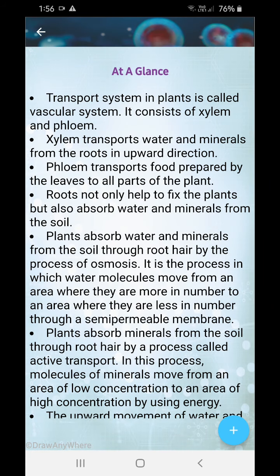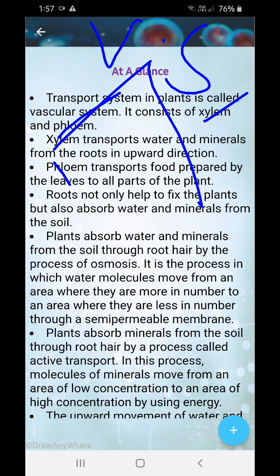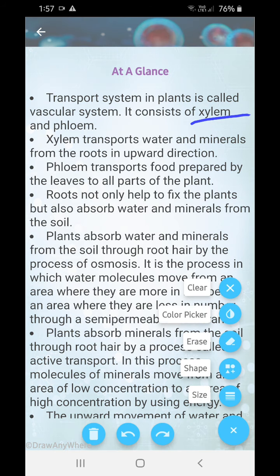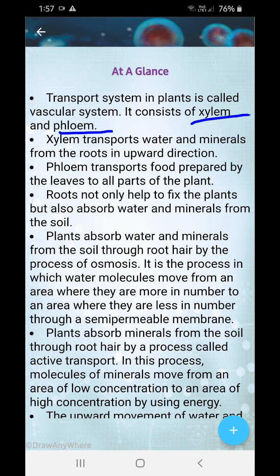Now, it consists of xylem and phloem. So, the vascular system can be divided into two parts, xylem and phloem. Check out the spellings, they are written already over here. Xylem, phloem. Next, xylem. Now, what does xylem do? Xylem transports water and minerals from the roots in the upward direction.